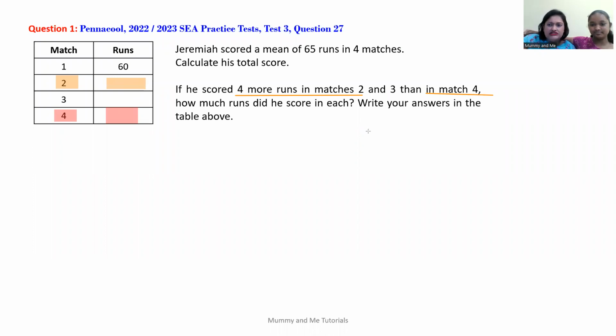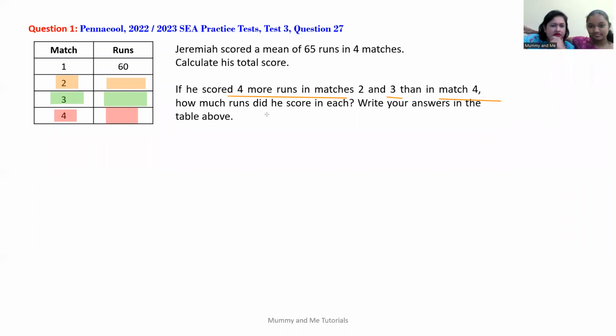And then they also said that he scored 4 more runs in match 3 than in match 4. So he scored some amount in match 3, which is this, plus an additional 4 runs.